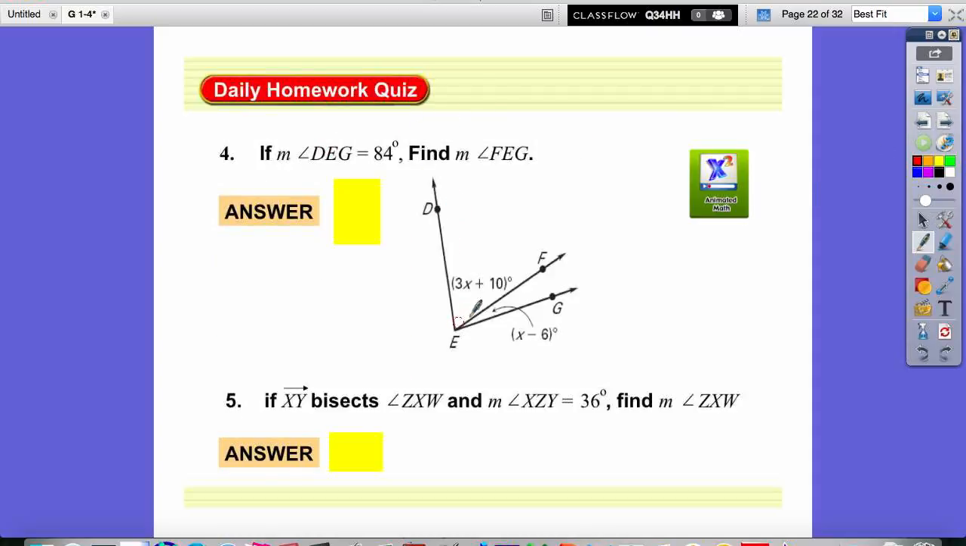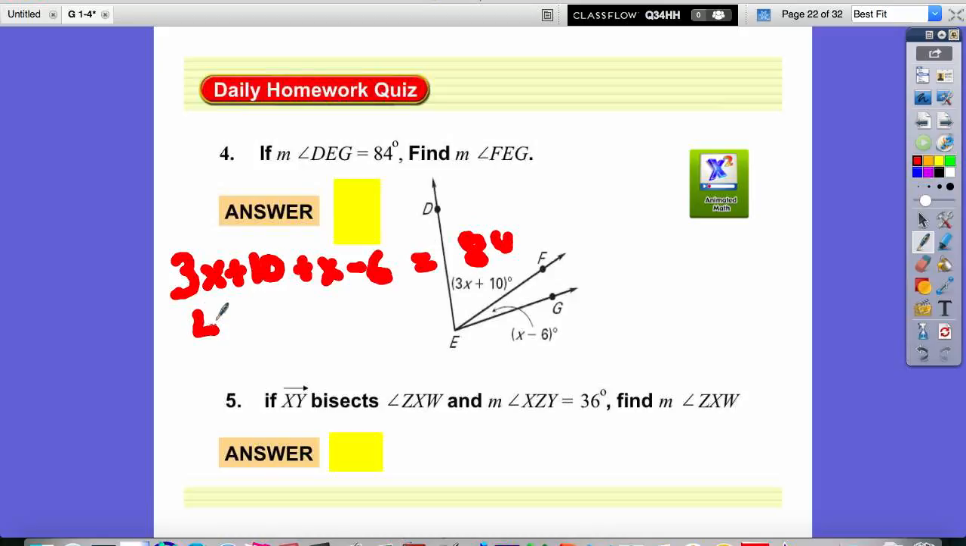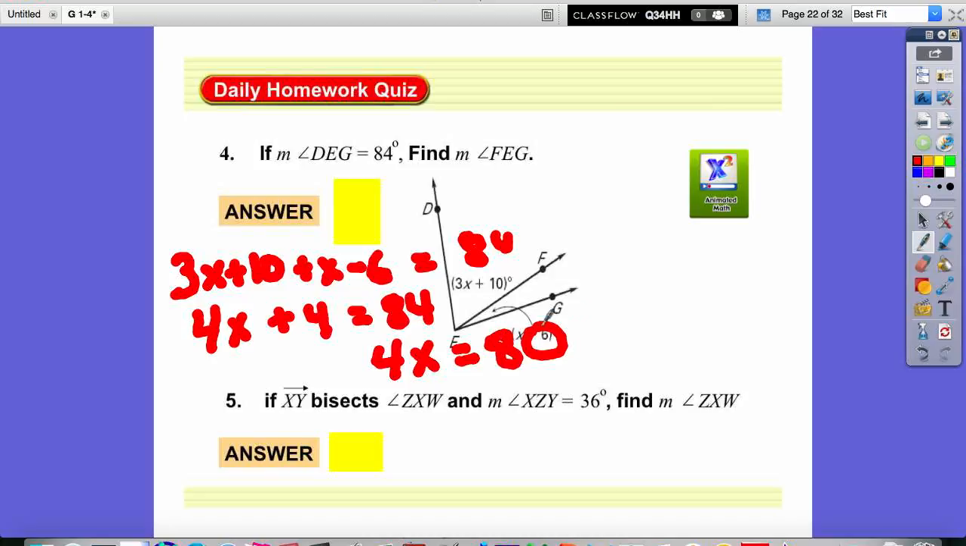Angle DEG is 84. So find FEG. So that means that 3x plus 10 plus x minus 6 is equal to 84. So 3x plus x is 4x. 10 minus 6 is 4. We're going to subtract 4 from both sides. So we get 4x equals 80. So x equals 20. So I don't remember what it says here. I'm finding FEG. So 20 minus 6 is 14.